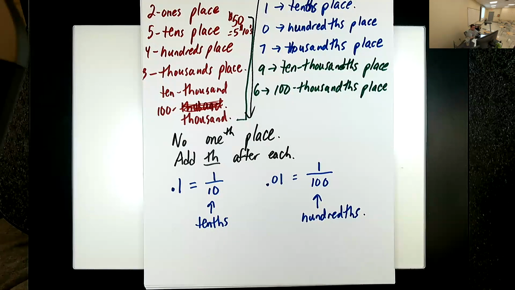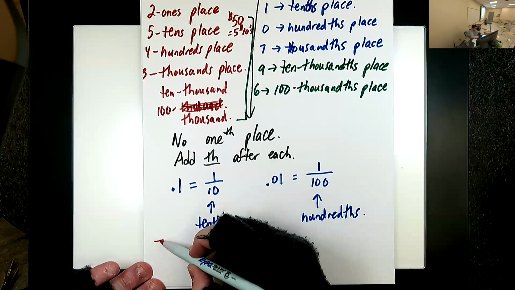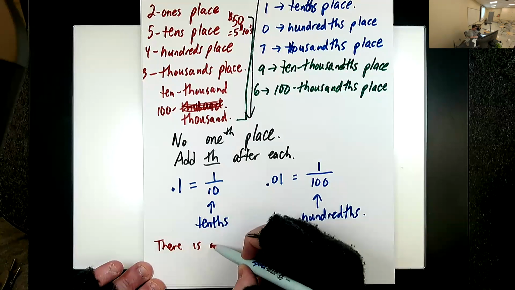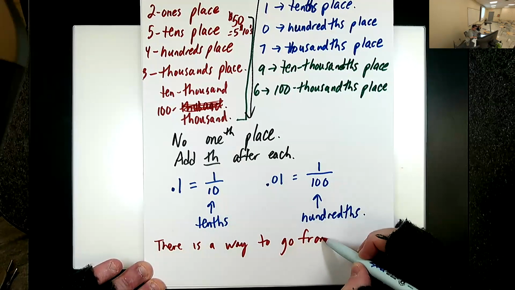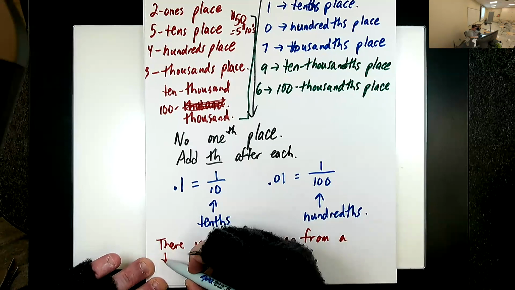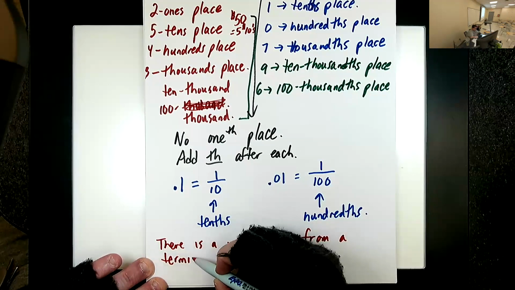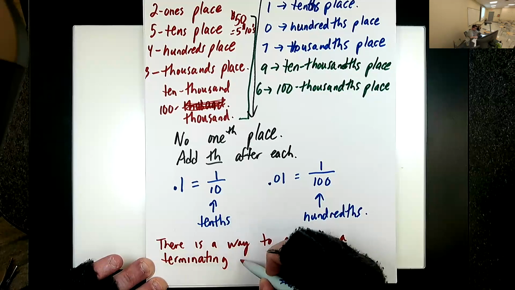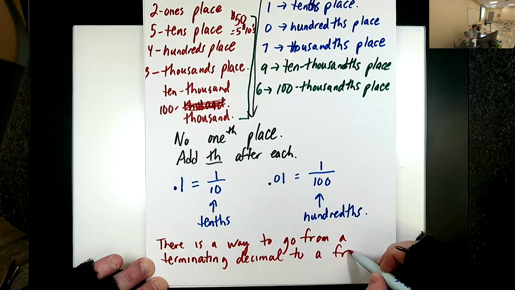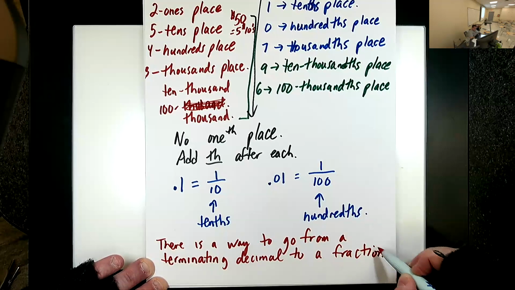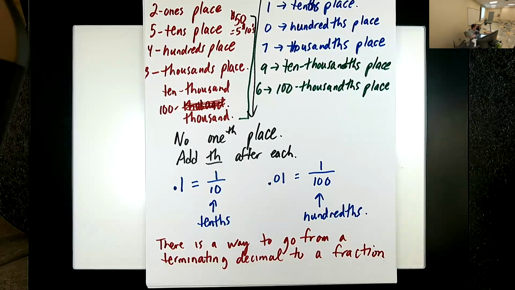In fact, as you saw here, there is a way to go from a terminating decimal to a fraction. We will do that later today. I'd really rather knock out the rounding issue next.